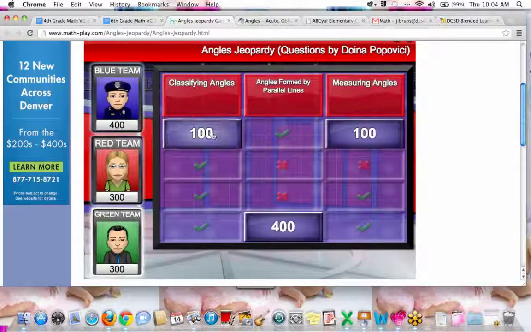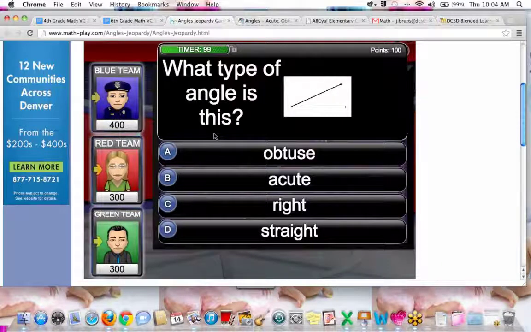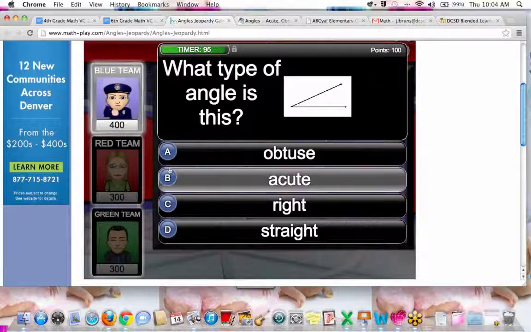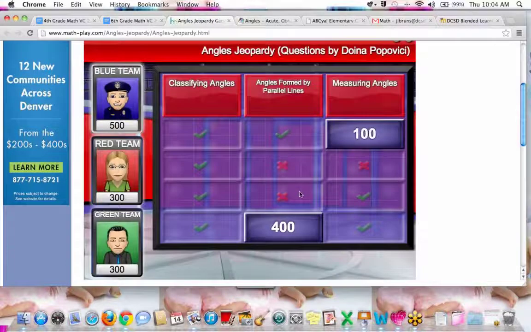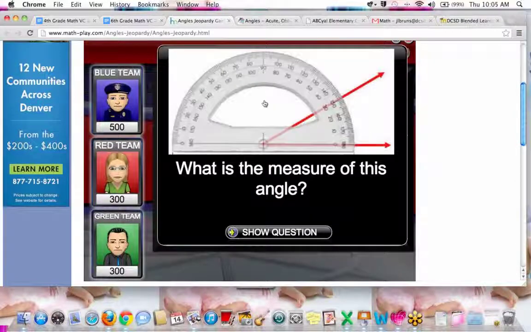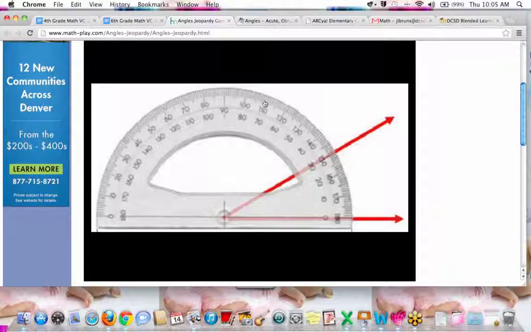All right, let's just go through the rest. What type of angle is this? Jack. Acute. Yeah. All right, do the easy one again. What is the measure of this angle?